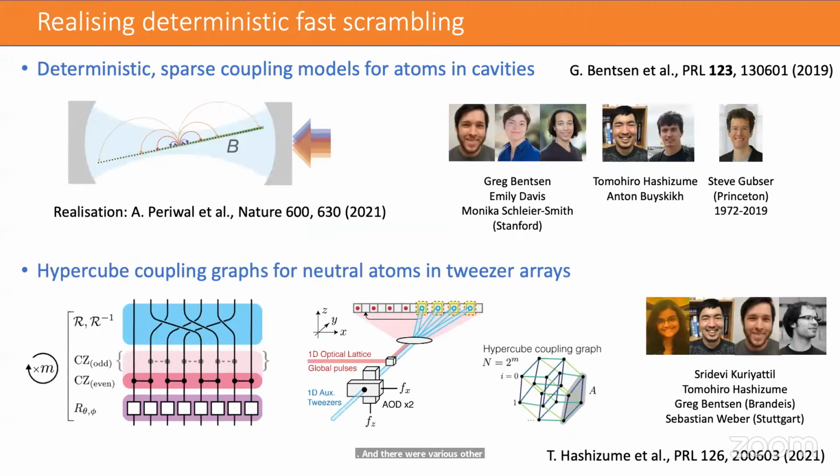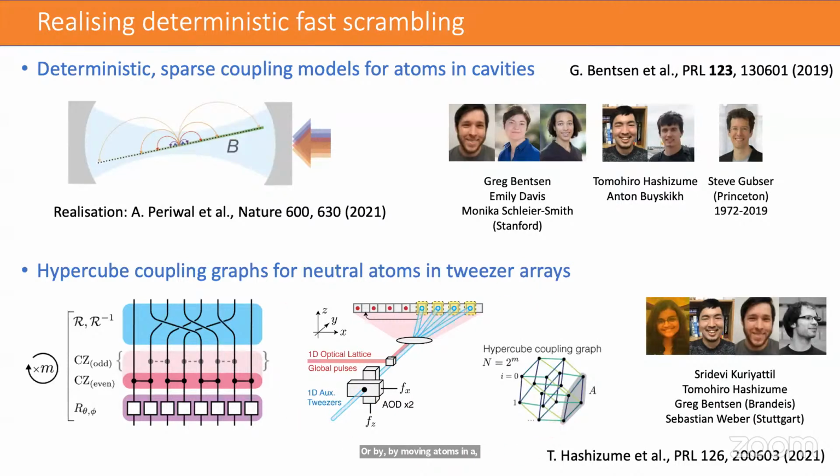What we did together initially with Greg Benson, Emily Davis, Monica Steyer-Smith, with Tomohiro and Anton, and also with Steve Gubser, who unfortunately passed away just towards the end of this work, was to think about long-range spin models that could be generated with AMO systems, initially with spins in optical cavities, and then later, together with Tom, Greg, Sebastian, and Sridevi, thinking about how you might build up some of these things with moving atoms in tweezers. In each case, we're generating long-range interactions in a systematic way, either by driving atoms in a cavity in a gradient field, or by moving atoms in an optical tweezer array.